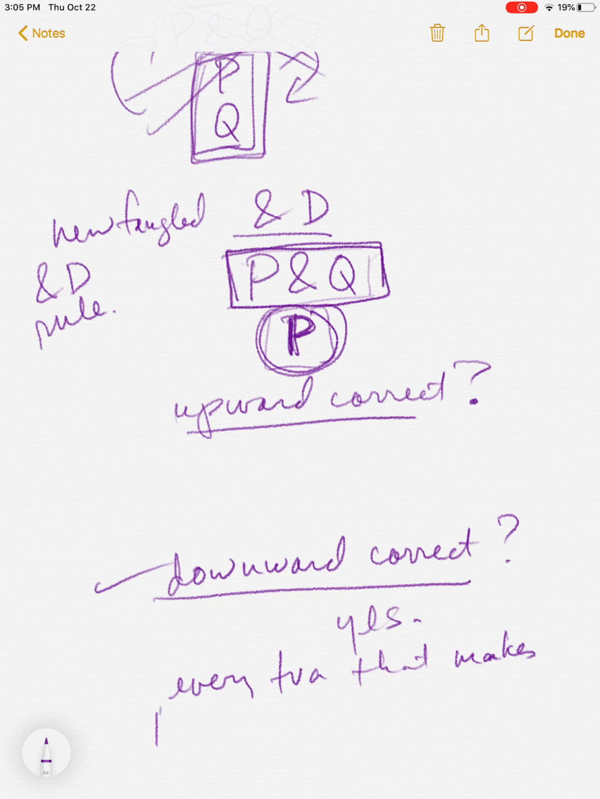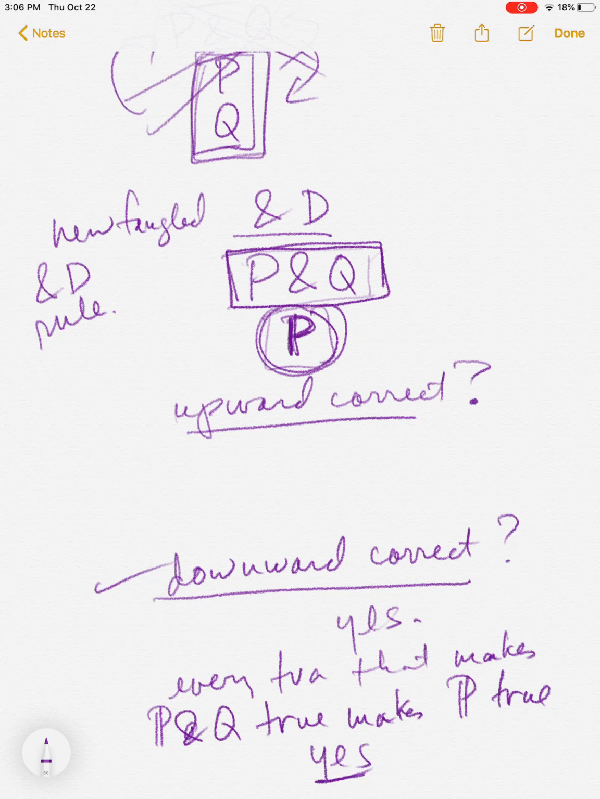Every truth value assignment that makes P and Q true. I hope some of you are thinking, what was she talking about a moment ago with upward correct? I'll go back to that in a minute. Every truth value assignment that makes P and Q true makes P true. Yes, right? If it makes P and Q true, it clearly makes P true, right? So it is downward correct. Let me go back to this.